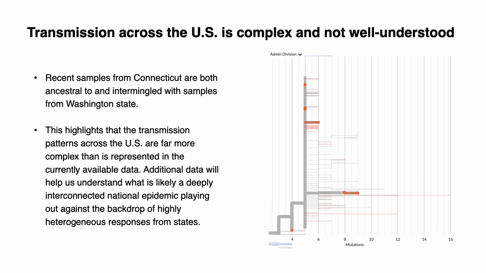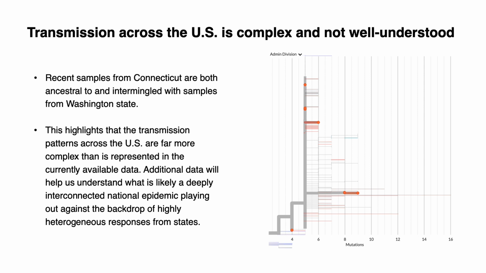Now let's take a closer look. The recent samples from Connecticut are both ancestral to and intermingled with samples from Washington State. While more data is needed to draw firm conclusions, this suggests that there has been recent transmission between even very distant parts of the country.